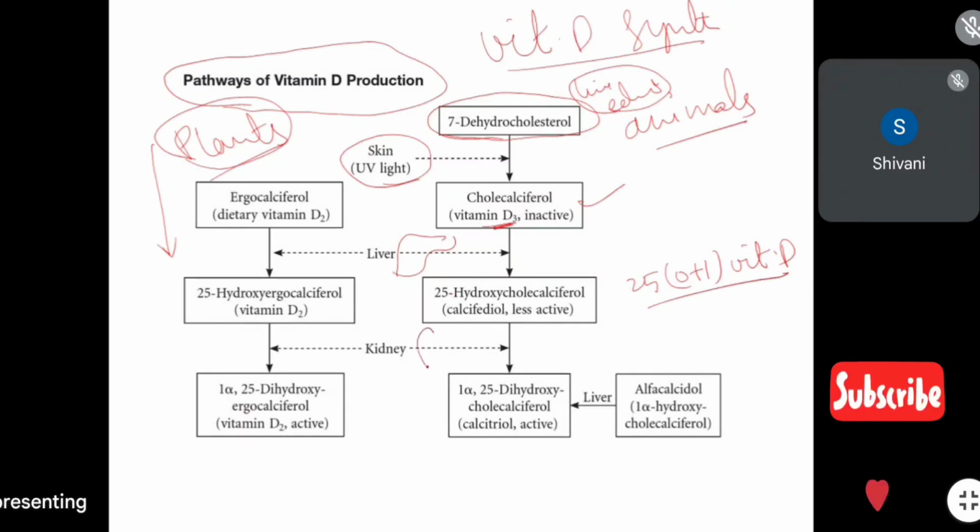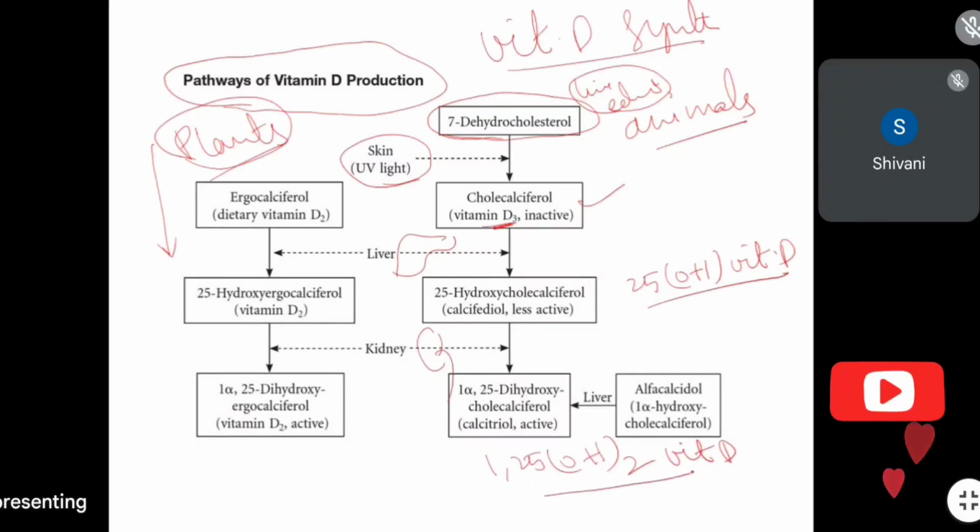And again in kidneys what happens? In kidneys this 25 hydroxy cholecalciferol is again activated into 1,25 dihydroxy cholecalciferol. 1,25 dihydroxy, two hydroxy groups are added. I mean one is added in liver, and the second one is added in kidneys. So this is 1,25 dihydroxy vitamin D, which is also called calcitriol. So this is the active form of vitamin D.